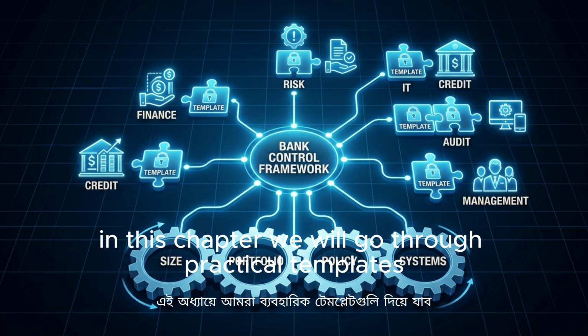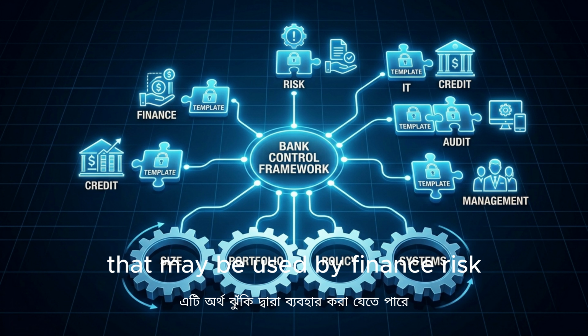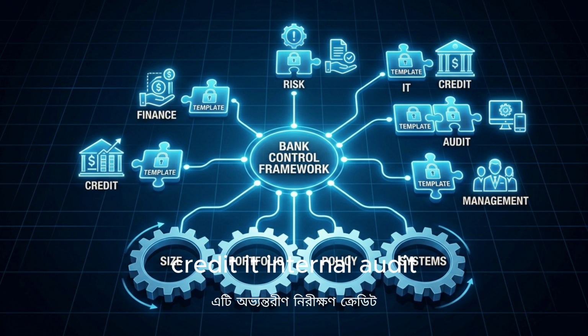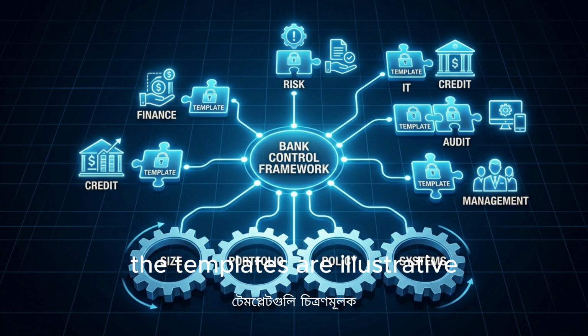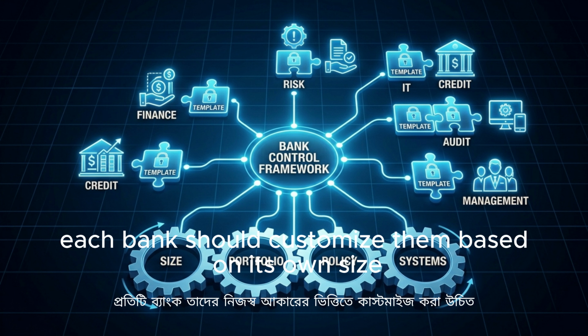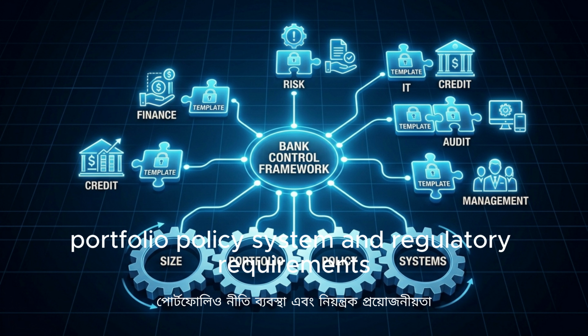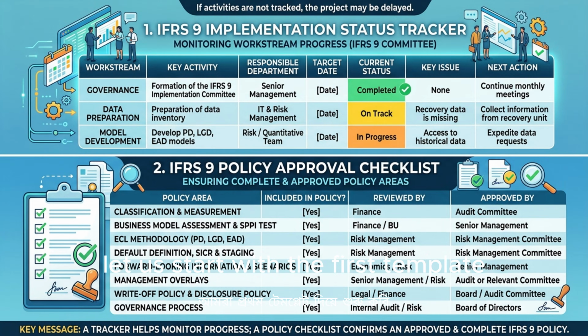In this chapter, we will go through practical templates that may be used by finance, risk, credit, IT, internal audit, external audit, and senior management. The templates are illustrative. Each bank should customize them based on its own size, portfolio, policy, system, and regulatory requirements. Let us start with the first template, the IFRS 9 Implementation Status Tracker.